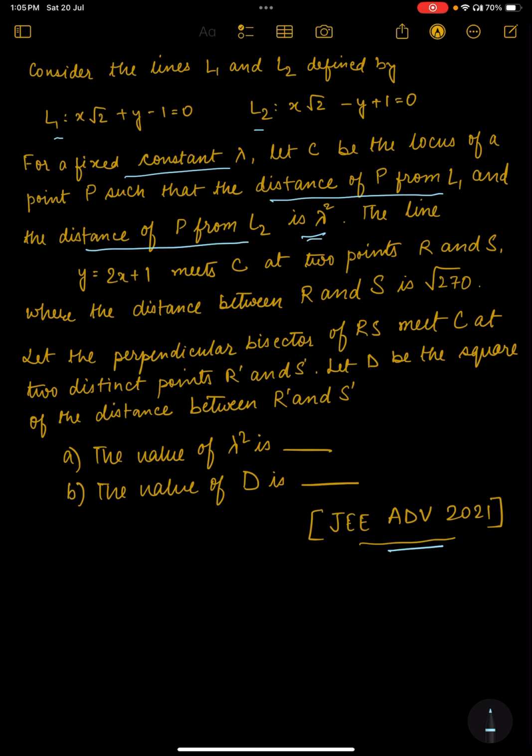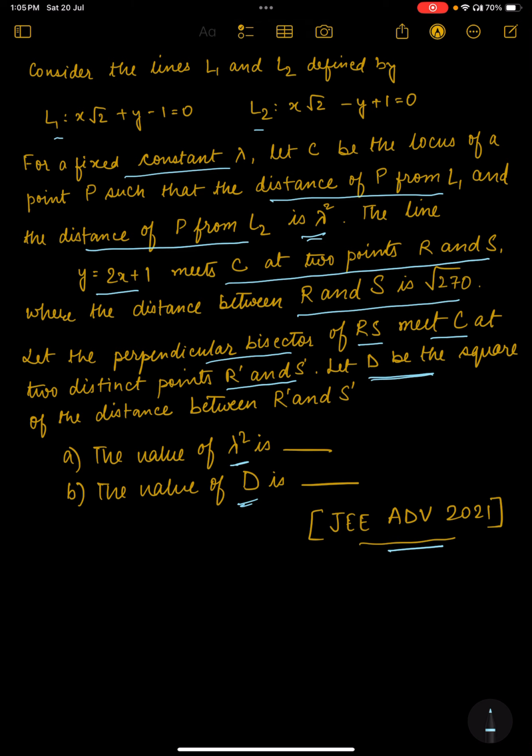Now, the line y is equal to 2x plus 1 meets C at points R and S, where the distance between R and S is given as root 270. In the second part of the question, we are given that the perpendicular bisector of RS meets C at two distinct points R dash and S dash. The square of the distance between R dash and S dash is given as D. Now we are asked to find lambda square and D.